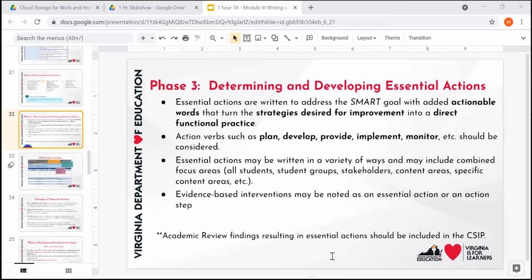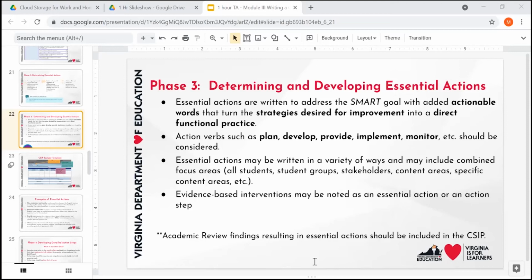And they can include different focus areas, right? So you might have a SMART goal based on reading achievement, right? That could be your SMART goal, but then you might have one essential action that addresses kind of tier 1 instruction. What are we going to do for all students to support reading achievement? But then you might also have an essential action that's focused on a particular student group, right? From your CNA, your data might have shown you have a particular student group that needs an additional intervention or attention and focus. So you can have more than one essential action that's reaching towards that same SMART goal.